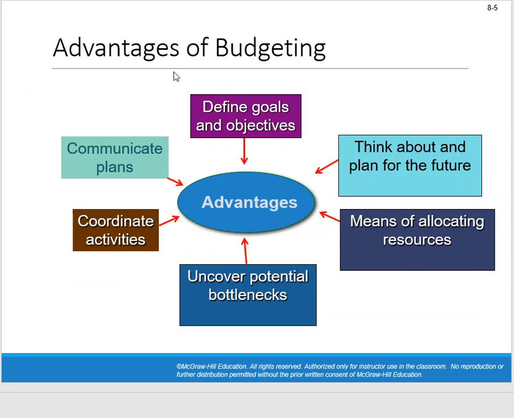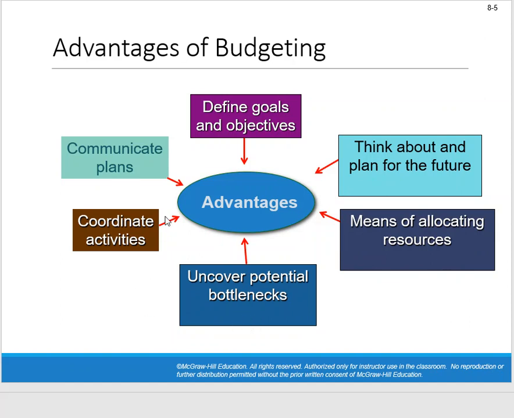So advantages of budgeting. It starts with defining goals and objectives, and that's always a healthy thing to do, which forces us to think about and plan for the future, helps us allocate resources. So if you say that you want to achieve $1 million in sales next year, but this year you only sold $200,000, well, that's a big jump to go from $200,000 to $1 million. So we need to allocate resources. Do we have enough salespeople? Do we have enough product? Do we have enough capacity to actually ship or make that amount of product? So we need to really think about our resources. So this budgeting process will help us allocate our resources and uncover any potential bottlenecks.